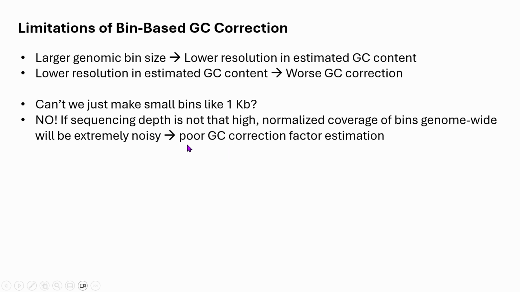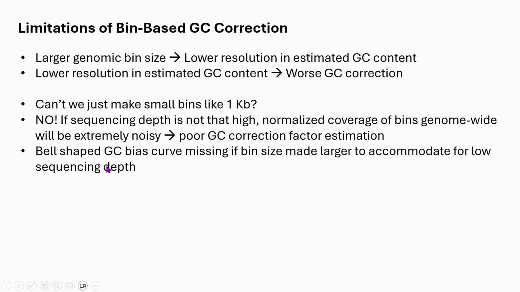In fact, for samples with very low pass whole genome sequencing such as 0.1x, your bin size can only be greater than or equal to 1 megabase, which is actually extremely large. And in those cases, the GC bias curve will not have that nice bell shape. Rather, it will be linearly increasing, which doesn't really make sense. So, the solution is to use a single position GC correction method, which is more accurate.